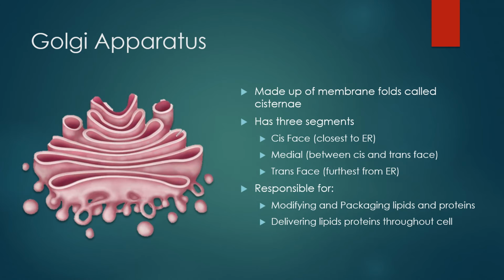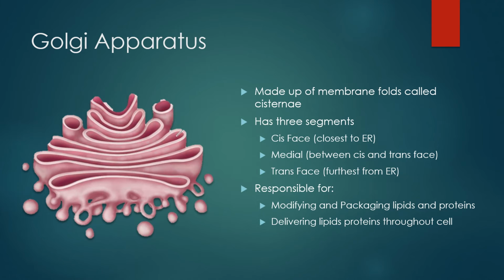Now you get some idea of what's going on here by the names. The fact that the cis phase is closest to the endoplasmic reticulum and the trans phase is farthest away tells you that things are going to be going all the way across this Golgi apparatus from the ER. It's going to be going through it, trans.